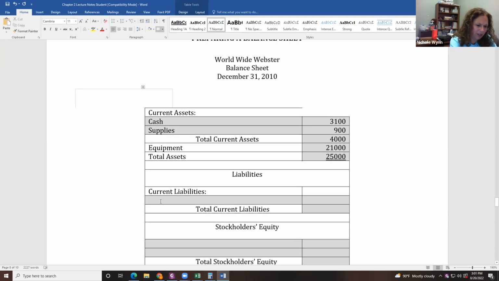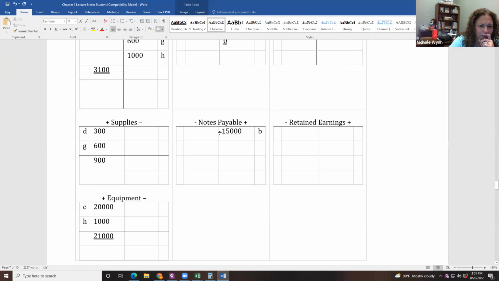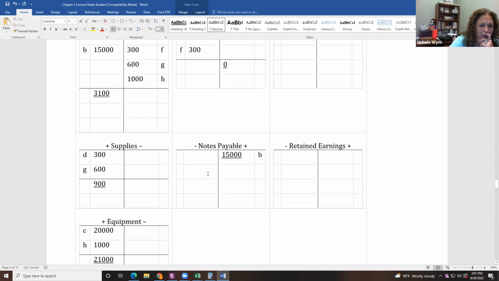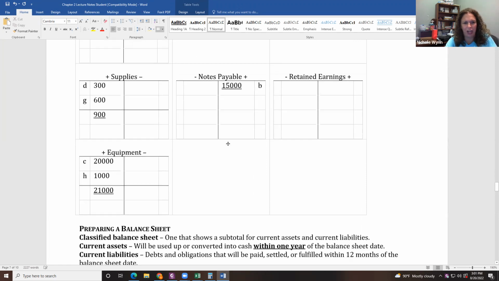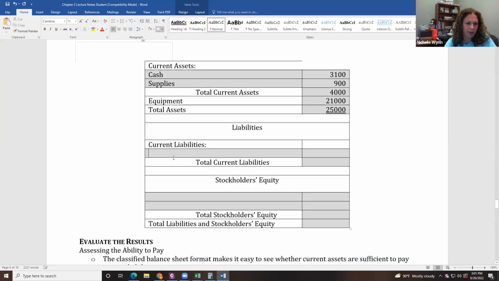My current liabilities, accounts payable, there isn't any. And so I guess the notes payable must be current. I don't remember them telling me when I owe that. Sometimes notes payable is current. It just depends on how long till you pay it off. So I only have one liability, and it's notes payable, 15,000. So my total of my liabilities is 15,000.